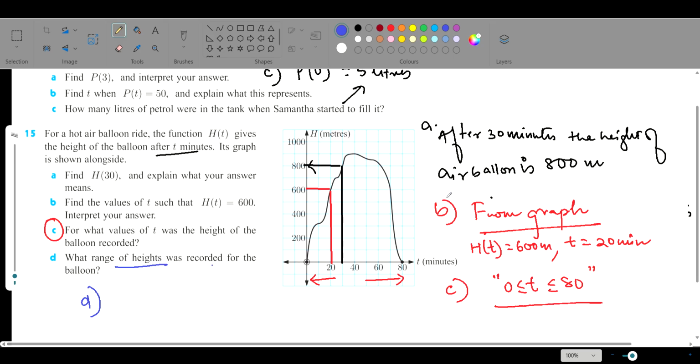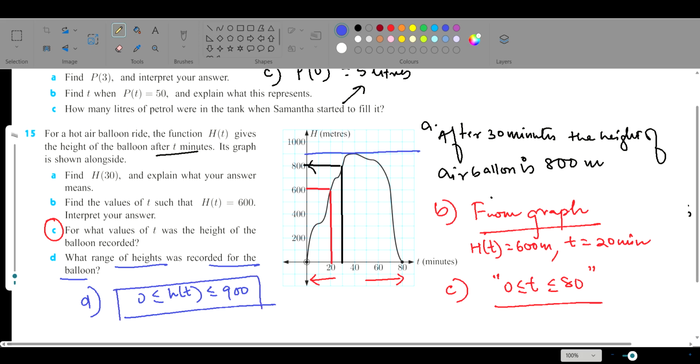What range of heights was recorded for the balloon? What is the max height? It is 0 to 900. 0 to 900.